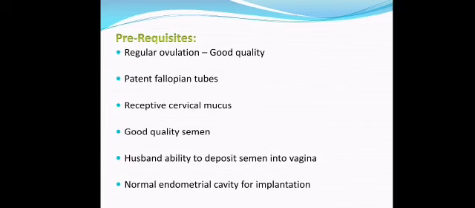Now this slide shows the prerequisites required for normal fertilization. You should keep that in mind because if there is a problem at any level of the normal prerequisites, it can end up with infertility. Now this includes a regular ovulation with good quality ovum, patent fallopian tubes, receptive cervical mucus, good quality semen, ability of husband to deposit semen into vagina, and a normal endometrial cavity for implantation.